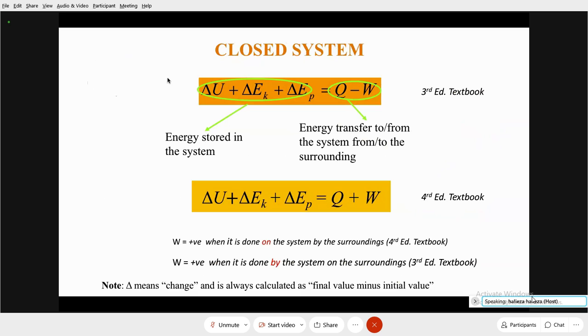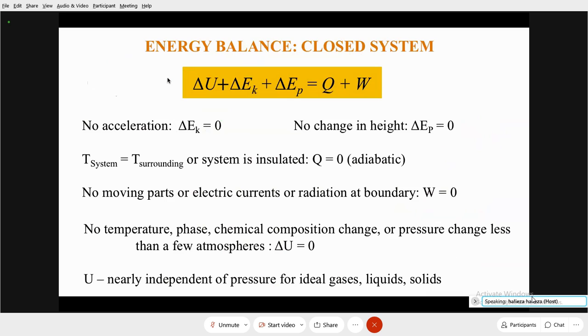The mass cannot come in, the mass cannot get out. So in the industry, normally you have an open system. When you look at an energy balance, when there is no change of velocity, that means there is no acceleration, the change in the kinetic energy is going to be zero. I did mention about this. And when there is no change in height, your potential energy is going to be zero. Your kinetic energy is zero when there is no acceleration.